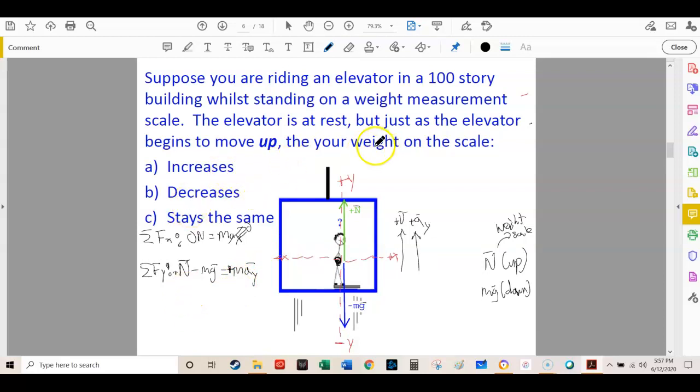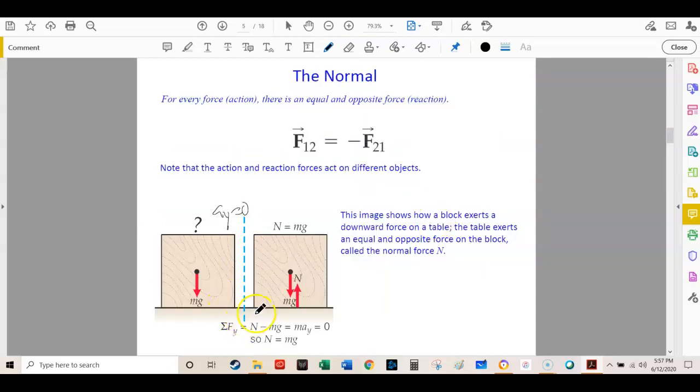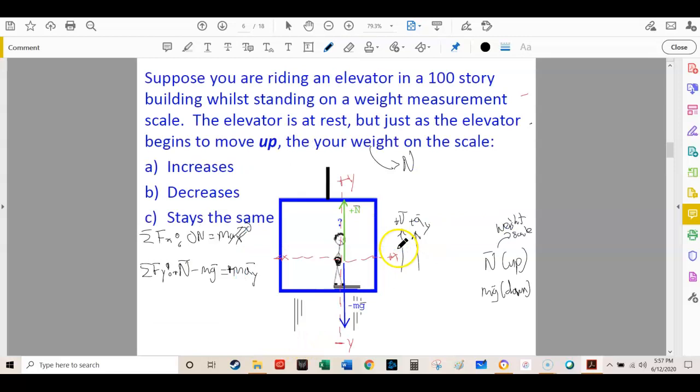So the reading on the weight scale, I maintain that a weight scale only measures your normal force. Okay? It does not measure your weight. If you are standing on a weight scale on the ground, right here in this case, it would be measuring your weight. However, if you're standing on a weight scale in an elevator, it is not going to be measuring your weight. Not all the time. If you are accelerating up or down, its reading will not be equal to mg.